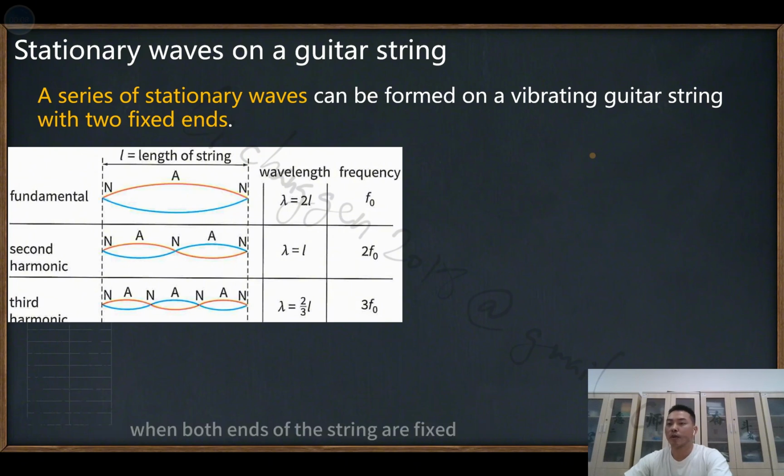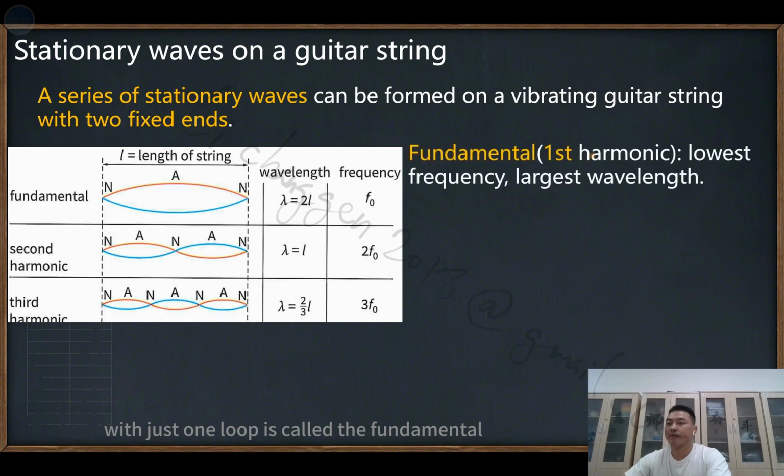When both ends of the string are fixed, we can create a series of different stationary waves with two nodes at both ends, just as shown in the figure below. The simplest one with just one loop is called the fundamental, or first harmonic. It has a wavelength of 2L and a frequency of f0. This is the lowest frequency and the largest wavelength of stationary waves formed on the string.